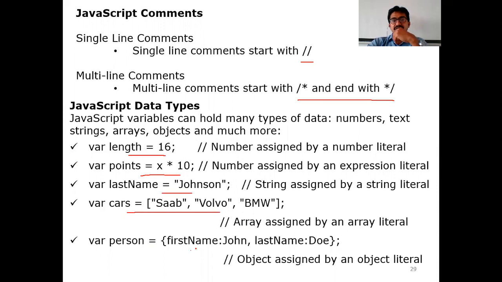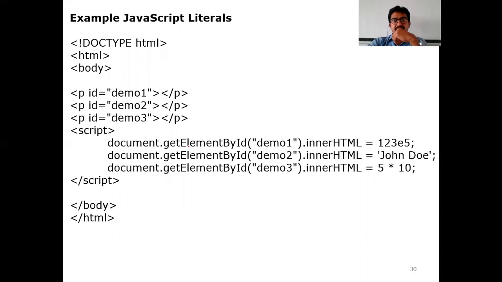Person equal to first name John, last name is Doe. This type of declaration is called object literals. So for any type of data, it will simply be declared with the help of the var keyword. With the var keyword, you can easily make any type of data in JavaScript. No need of integer, float, all such type of things.